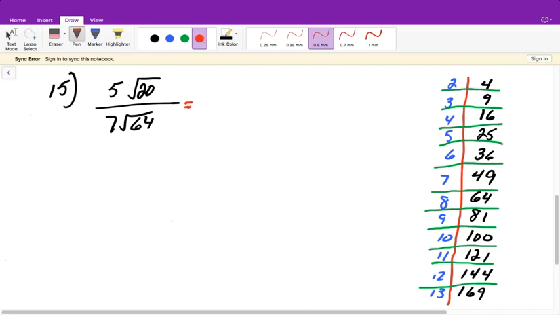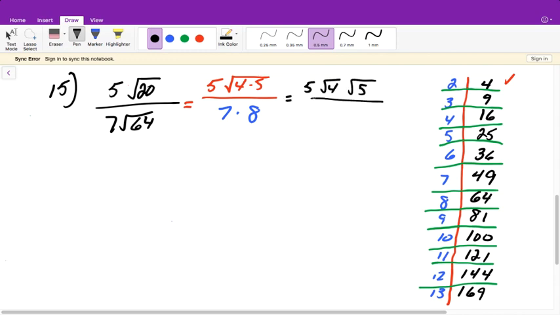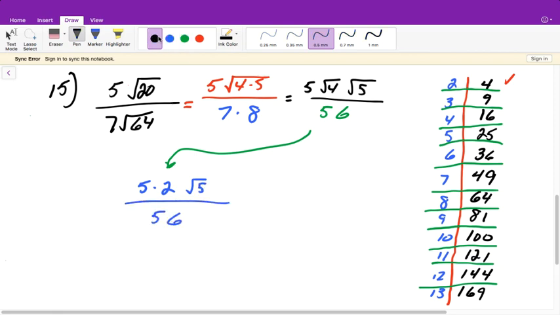So when I look here, I see that both of these radicals can be simplified, or we can actually take the square root of them. So for 20, I know 4 goes into 20, so I'm going to rewrite this as 5 times the square root of 4 times 5. And then for the bottom one, I know that the square root of 64 is 8, so it just becomes 7 times 8. All right, then I'm going to separate these. 5 times the square root of 4 times the square root of 5 over top of 7 times 8, I know is equal to 56. So then it becomes 5, well, the square root of 4 is 2, times the square root of 5 over top of 56. Well, 5 times 2 is 10, so 10 times the square root of 5 over 56.